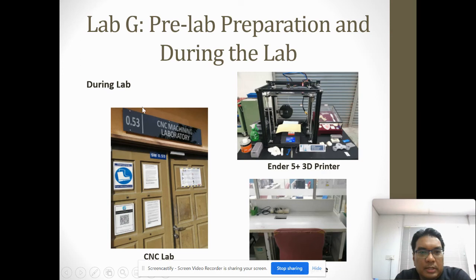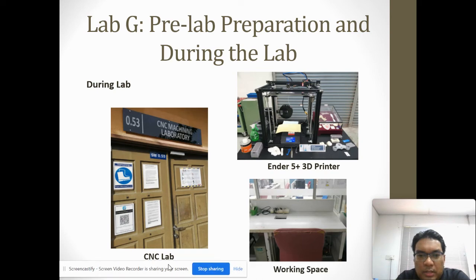Okay, so this is the CNC machining laboratory that you have to go to during the lab on Thursday, and meet Mr. Norijas there. This is the Ender 5 Plus 3D printer that is available inside the lab, and this is the working space provided to you so that you can do some modification of the design, for example in your laptop, at this space before you print it.